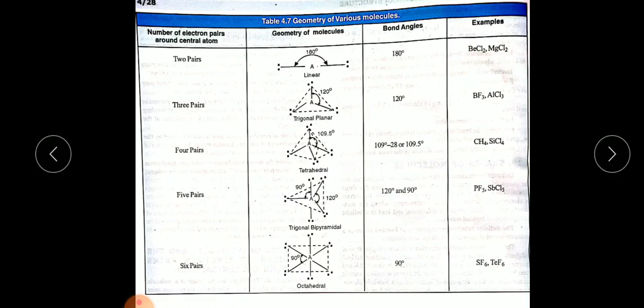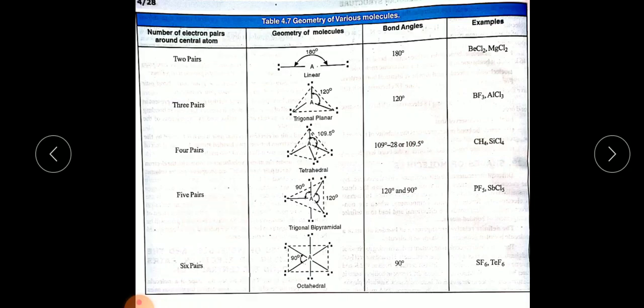Similarly, when you have 3 pairs, the structure will be trigonal planar, and the bond angle between them will be 120 degrees. The example of such a molecule will be boron trifluoride or aluminum trichloride. When there are 4 pairs, the structure will be tetrahedral, and the bond angle will be 109.5 degrees, and the example will be methane or SiCl4.